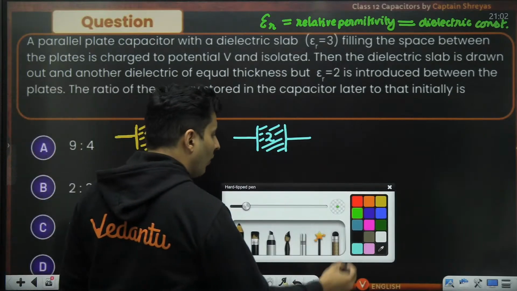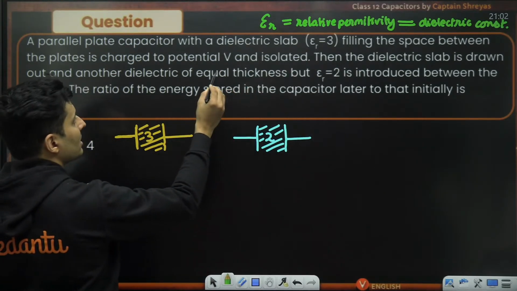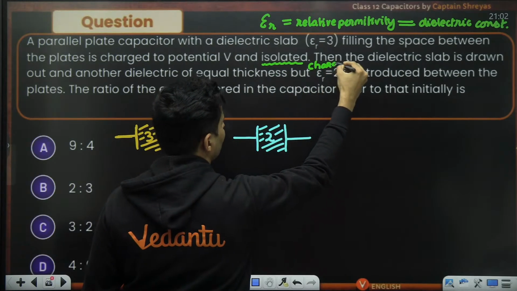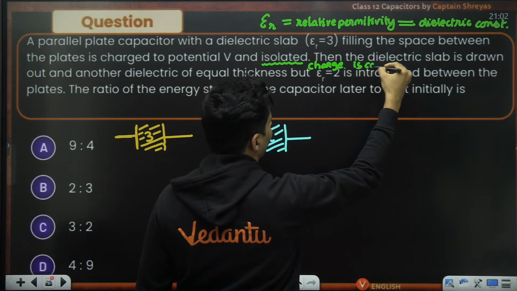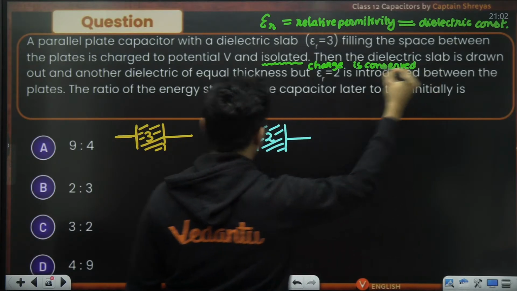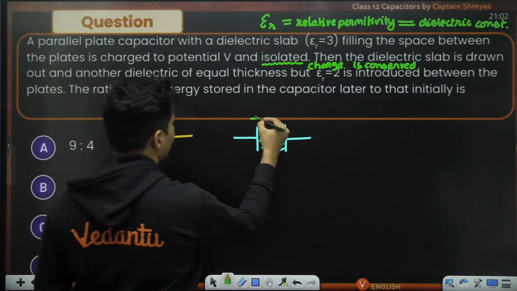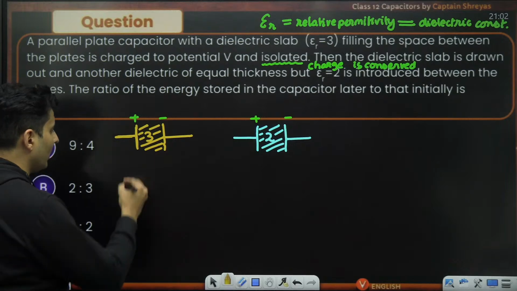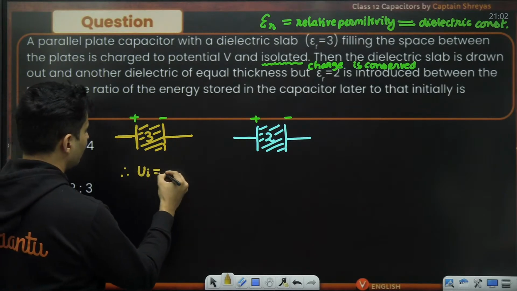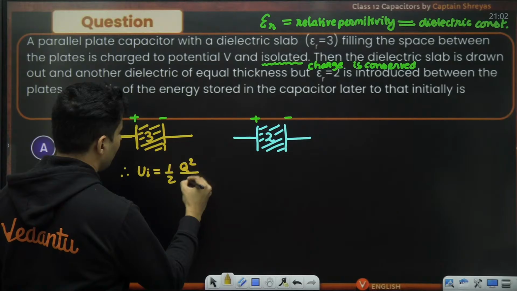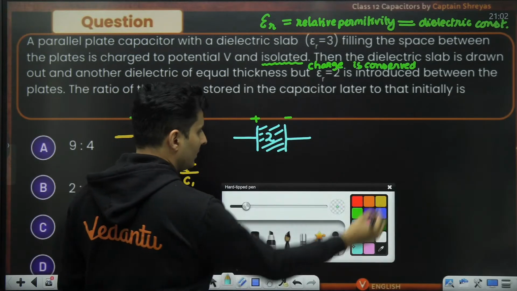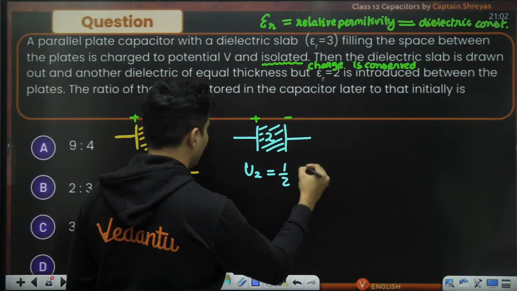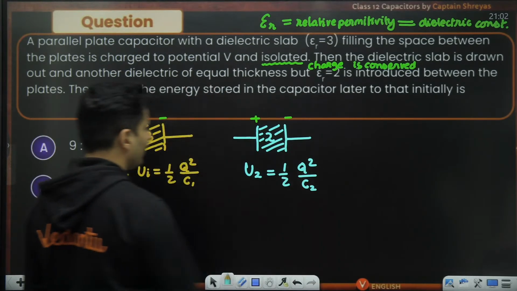All right. What will be the same in both scenarios is, because it is isolated, the charge in the system is conserved. The charge has nowhere to go. So whatever charge was here, the same charge will be here. So I prefer using the half q square by c formula. Here the initial energy will be half q square by c initial, and in the second scenario, charge is the same, and final capacitance.